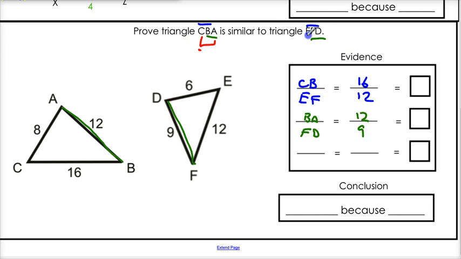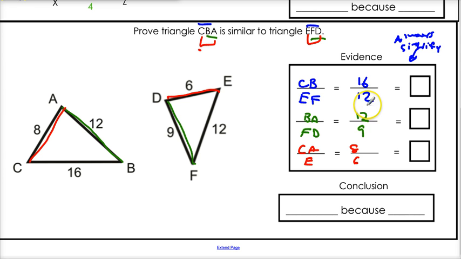And then finally we have CA corresponds to ED. So CA is 8 and ED is 6. Now if you're looking here, you'd say, oh, well, the ratios are all different, so these aren't similar. But wait, what did we forget to do? That's right, we forgot to simplify. We need to always simplify. And let's see if this works now.